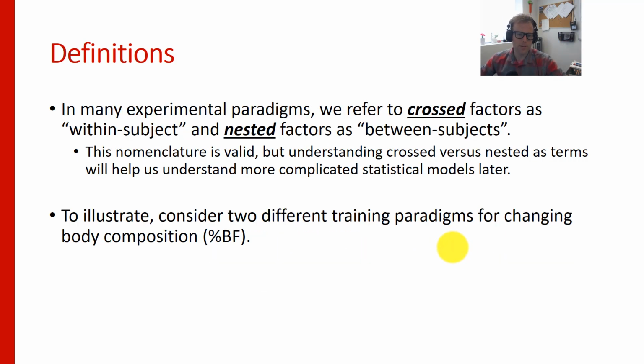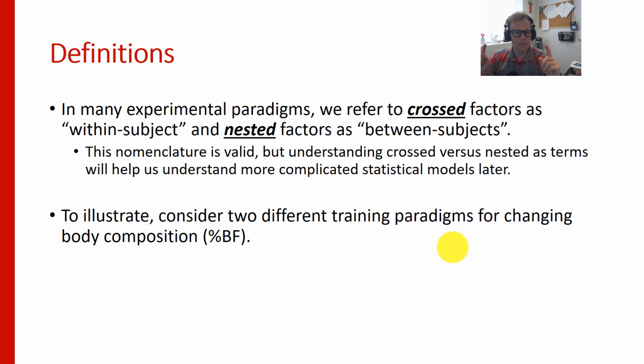So in many experimental paradigms, you might refer to crossed factors as within subject factors and nested factors as between subjects factors if your unit of analysis is a person. Because then if I have people who are in different groups, people are being nested within groups. And anything that then happens within a person, so if I have different conditions or different time points, that might be crossed at the subject level, which means it is a within subject variable.